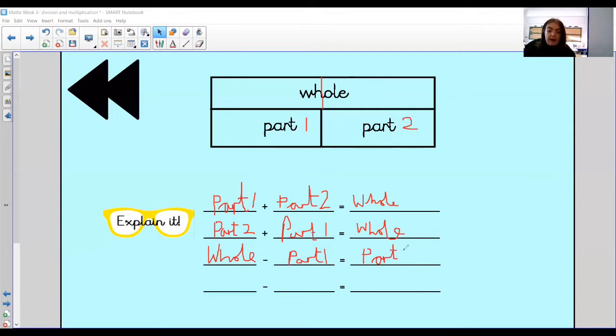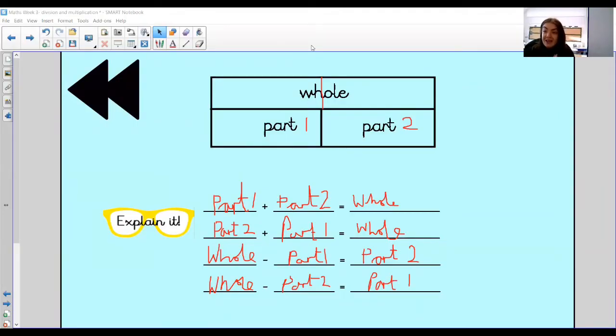And then another way I could, so could I just swap these round and do part 1, take away the whole equals part 2? No, because what always goes first when you're doing your subtraction? The whole. Okay, the whole must go first. So it's going to be the whole, take away part 2, and it should leave me with part 1. Brilliant. So hopefully you got those.